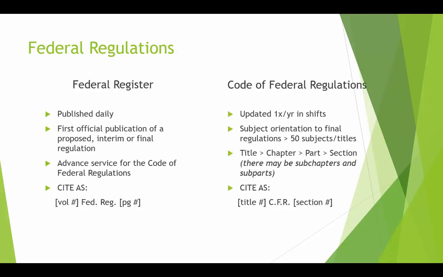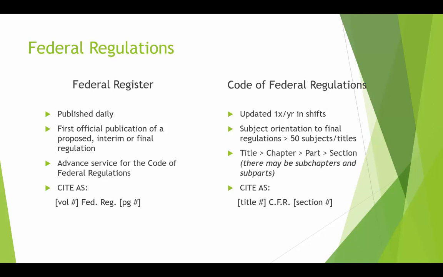If we go over to federal regulations, remember that the initial location for proposed and final rules is the Federal Register, which is a daily publication. And it also contains executive orders and proclamations from the president, but we use it mainly to track our regulations. And it serves as the advanced service for the Code of Federal Regulations. And remember, for those of you looking for the history behind a regulation or the policy reasons, you'll need to look at the Federal Register entry in order to find that.